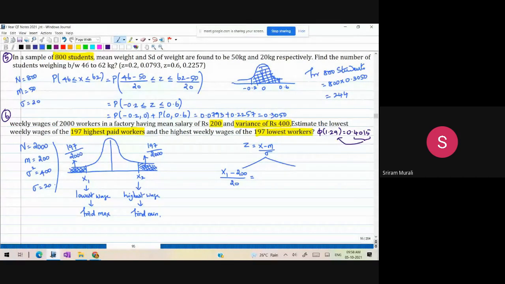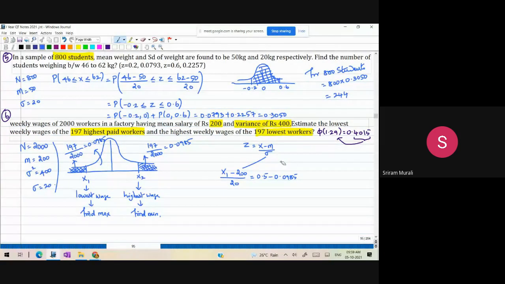You know, this area is 197 by 2000. This area is 197 by 2000. But what is this area? What is the area left? It is 0.5 minus 0.9085. How has this come? This is equal to 0.9085. This is also equal to 0.9085. So if I subtract this portion, then we will get this area.